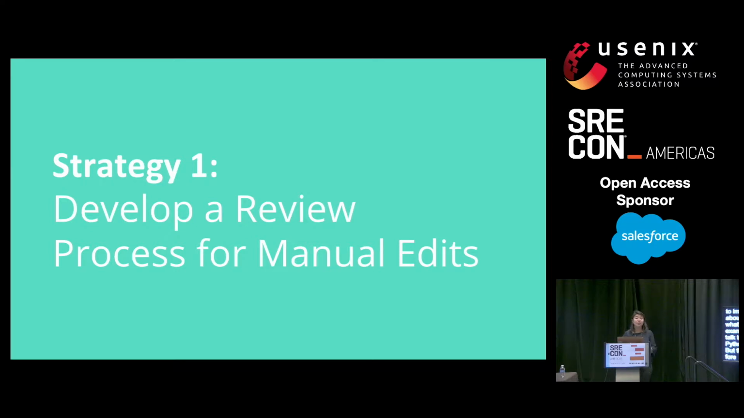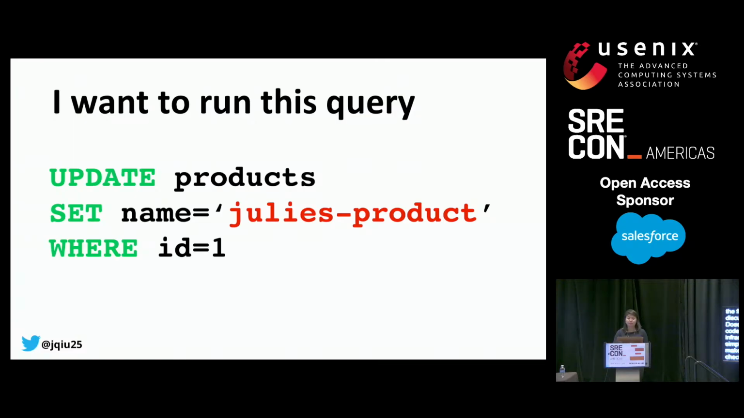So the first thing we're going to discuss is pretty simple. It doesn't actually require any new code to be written or any new infrastructure to be built. It's simply developing a process to make sure that we get spot checked when we make edits to production. So what does this process look like?